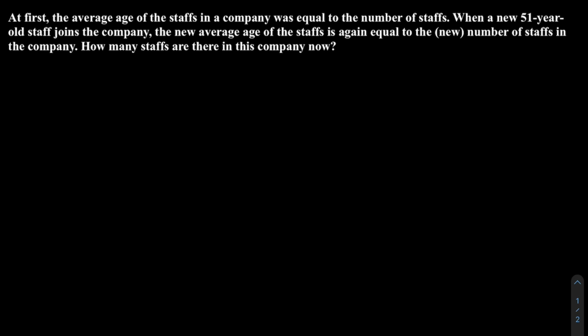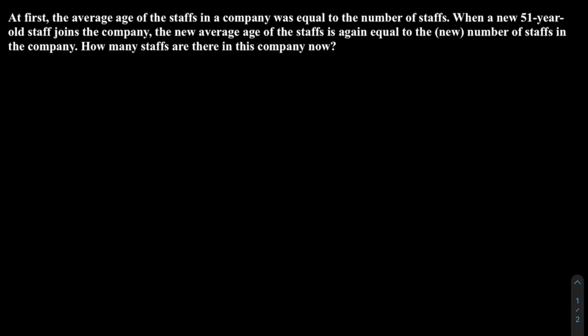So at first, the average age of the staffs in the company was equal to the number of staffs. When a new 51-year-old staff joins the company, the new average age of the staffs is again equal to the new number of staffs in the company. How many staffs are there in the company now?